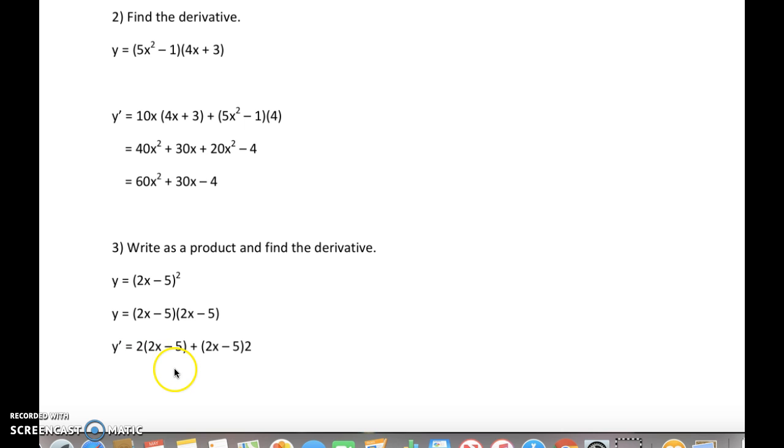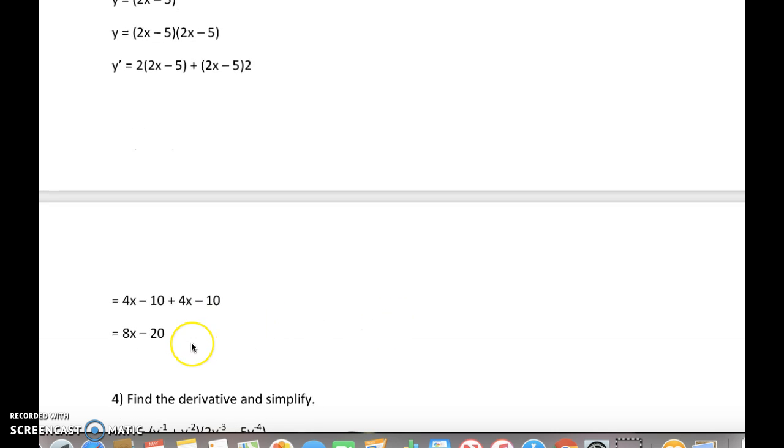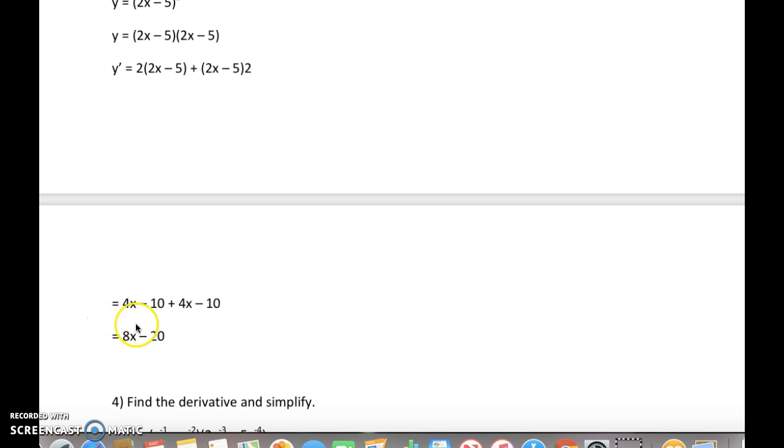Now I could go ahead and take the derivative of the first 2x minus 5, which is just 2, multiply it by 2x minus 5, and add that to the g of x, the second 2x minus 5, times the derivative of that first piece. And I end up with 4x minus 10 from the distribution plus 4x minus 10. And therefore, combining like terms, I get 8x minus 20.